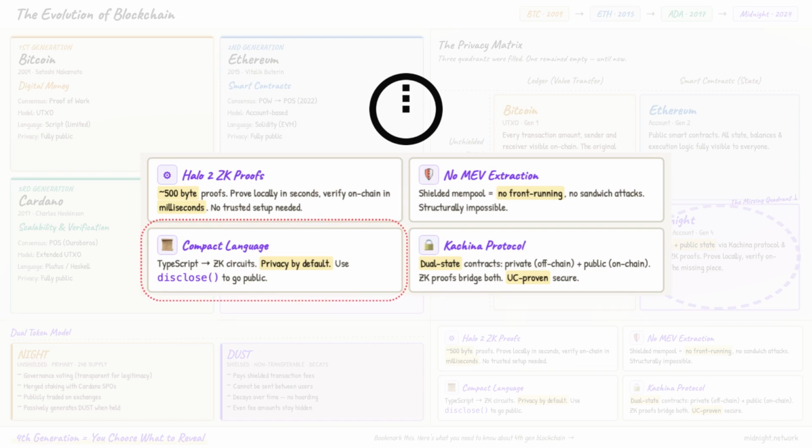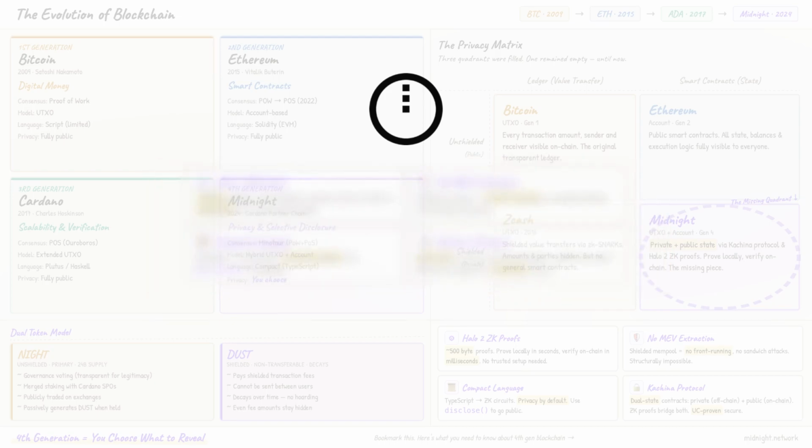And the privacy model you choose: by default, everything is private. If you want something to be public for regulatory compliance or transparency, you can do it. The Kachina Protocol. This is the architecture that makes private smart contracts possible. Every contract has dual states, a private component that lives off-chain and a public component that lives on-chain for verification. Zero-knowledge proofs bridge the two. They prove that the private computation was done correctly without revealing what the computation was.